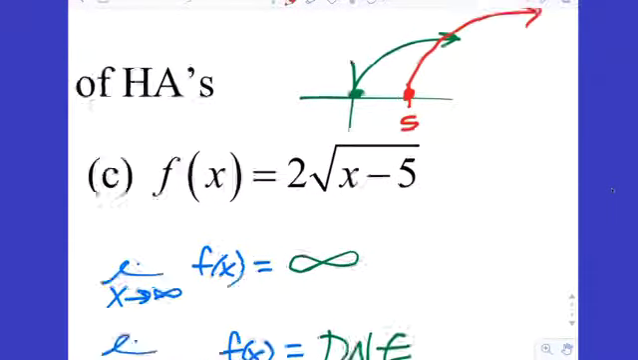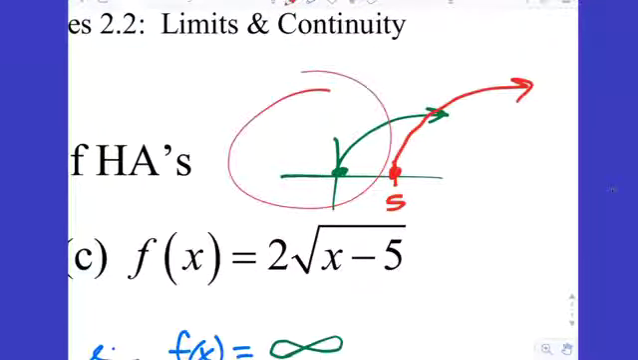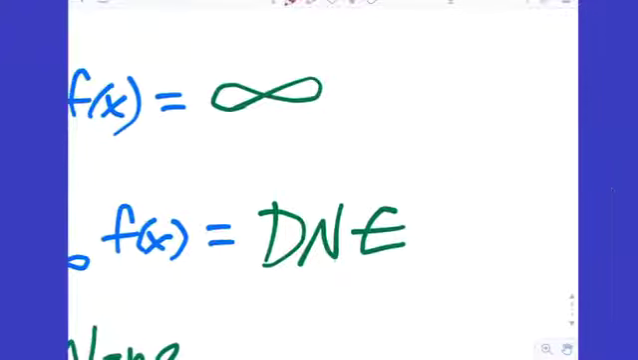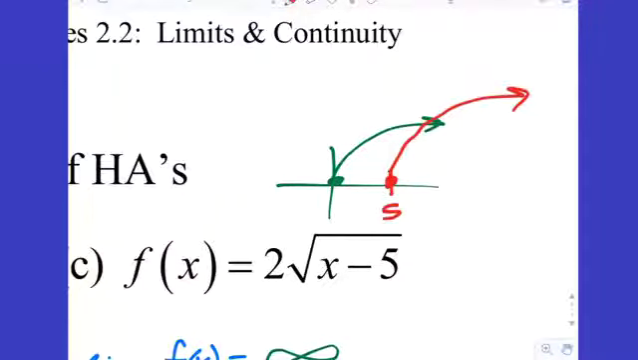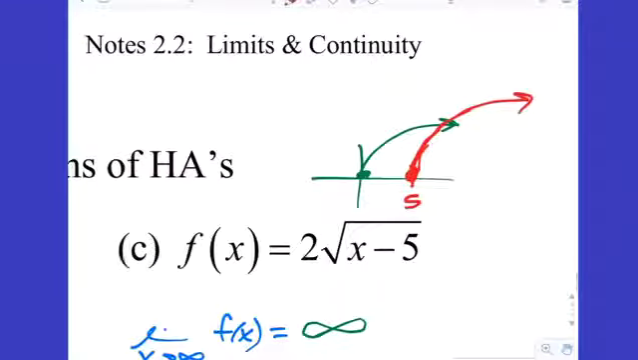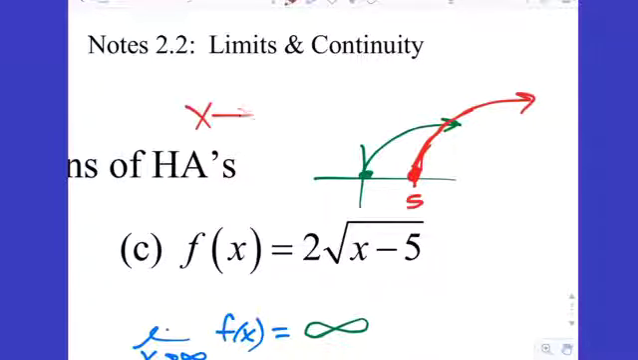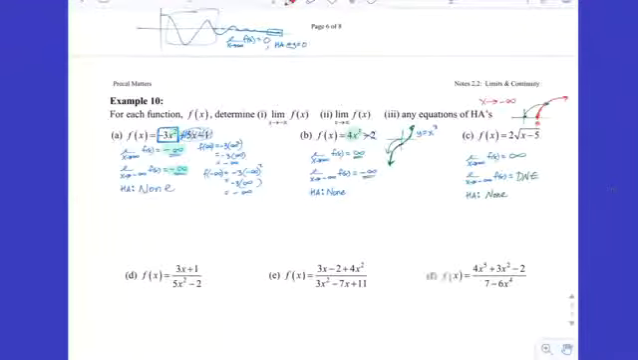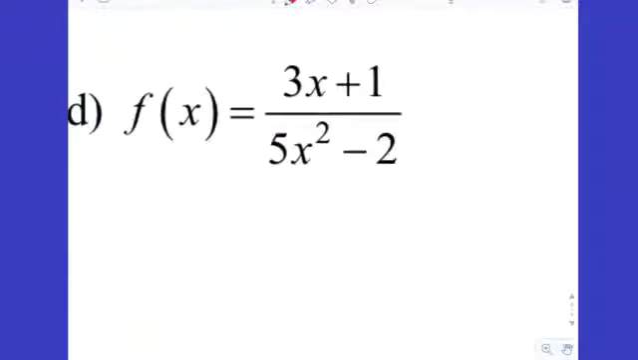And what is the left-end behavior? Well, we don't even have the graph living anywhere to the left of 5. So there is no left-end behavior, which now makes an important distinction. When we talk about the left-end behavior of the graph, we're not talking about the leftmost part of the graph. The leftmost part of the graph would be at (5, 0). When we talk about the left-end behavior, we're talking about as x goes to negative infinity. And this graph has none. Okay? Let's see if we can finish these up very quickly.